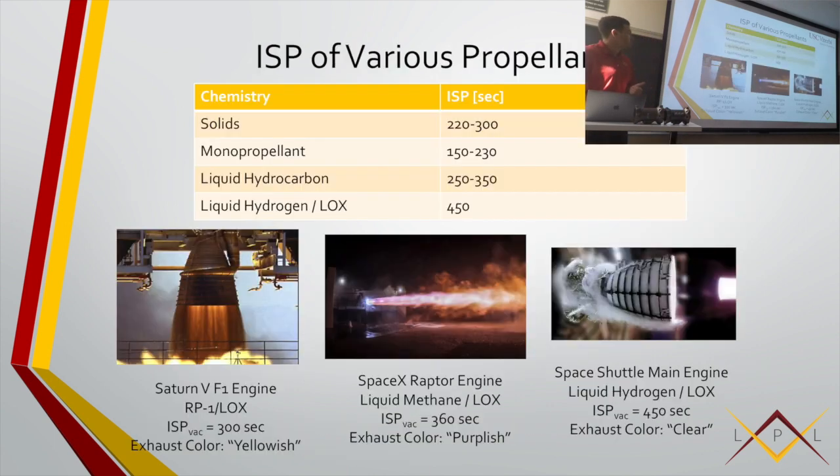So this here is a quick table of various ISPs you can get for different types of chemistry. Up here is solid. So solid propellant, you get an ISP around 220 to 300. Monopropellant, so does everyone know the difference between solids, monopropellant, and bipropellants? Yeah? No? All right. So solid is your solid rocket motor, right? Like RPL does.